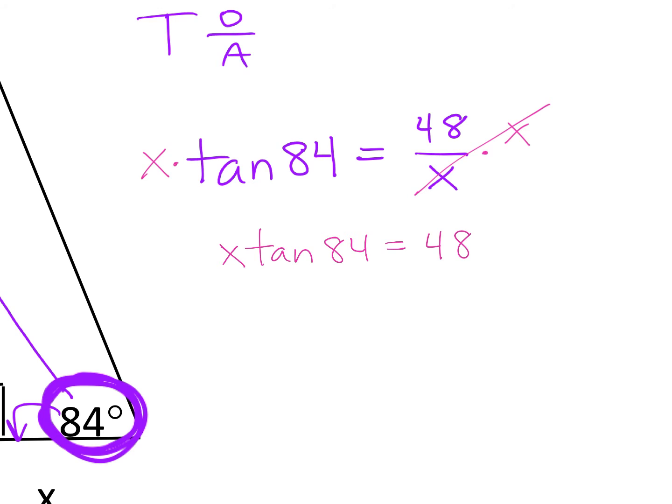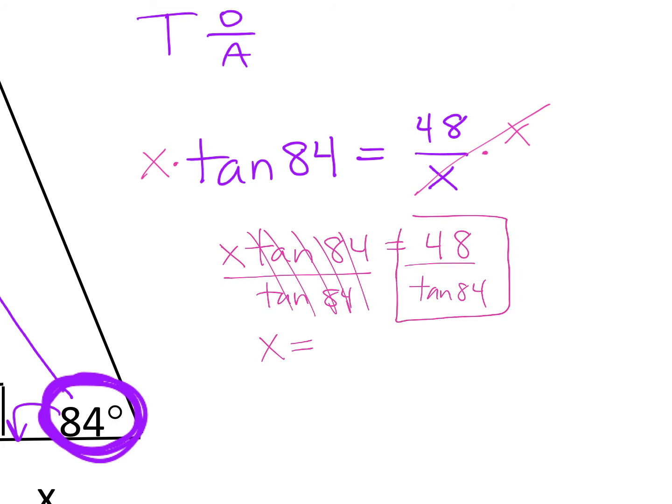Okay, how do you solve for x? I don't expect you to know this because you've not worked with tangents before, but I'm just curious what your instincts would say. Divide by 84, but you can't, because 84 is not a number by itself. It's the tangent of 84 that we're working with. So you divide by the tangent of 84.